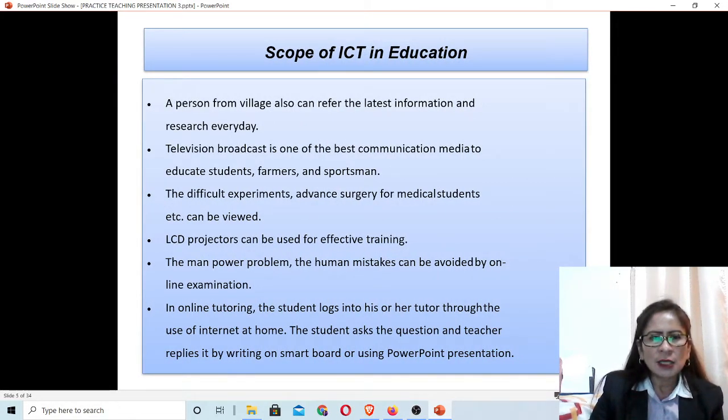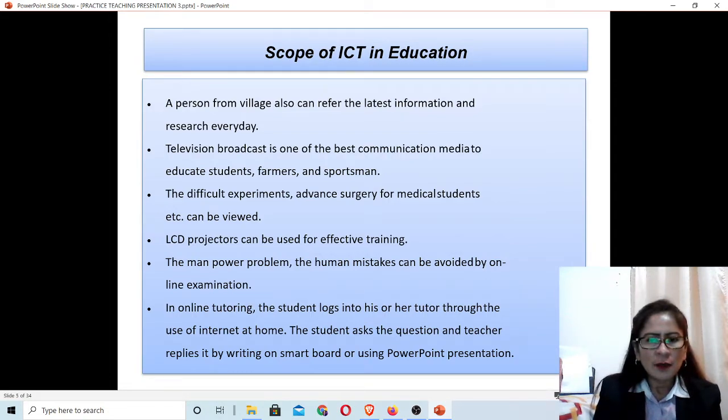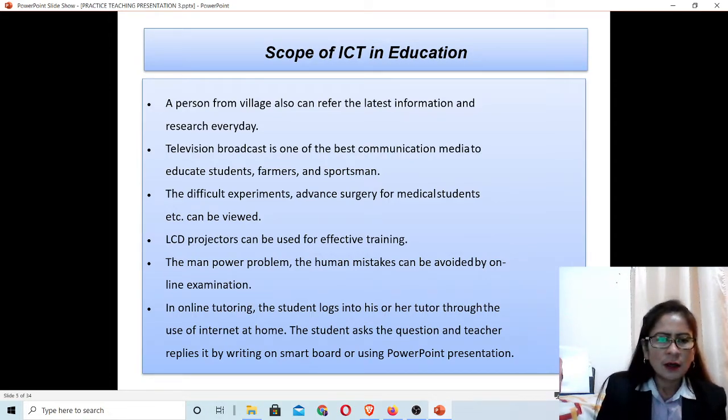Scope of ICT in education. A person from a village can also refer to the latest information and research every day. Television broadcast is one of the best communication media to educate students, farmers, and sportsmen. Difficult experiments or advanced surgery for medical students, etc. can be viewed. LCD projector can be used for effective learning or training.